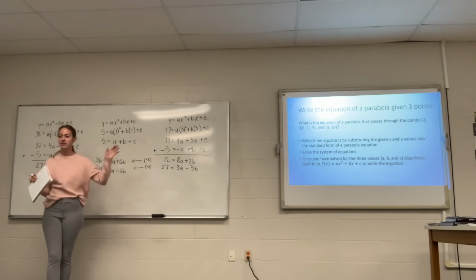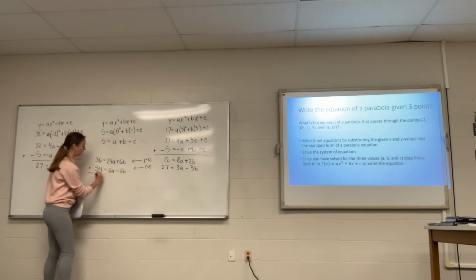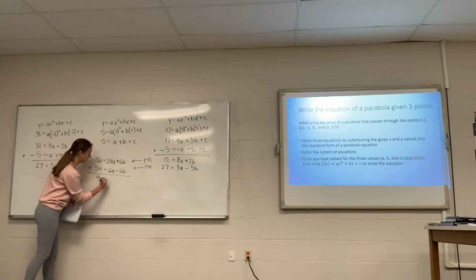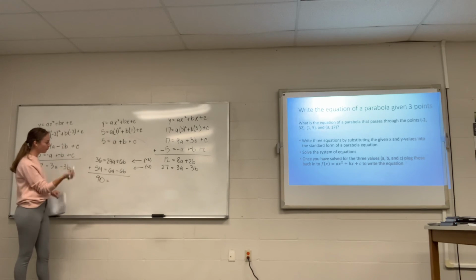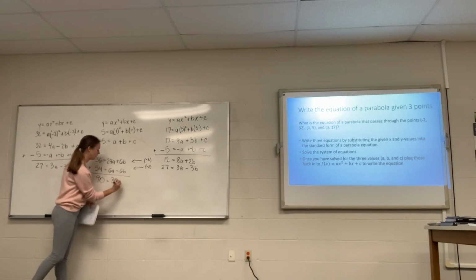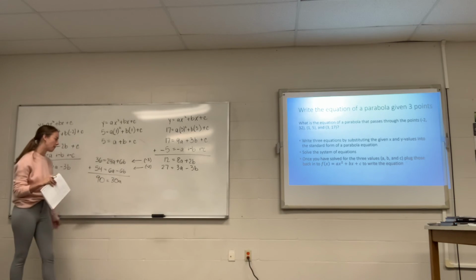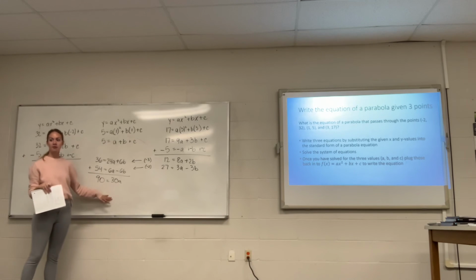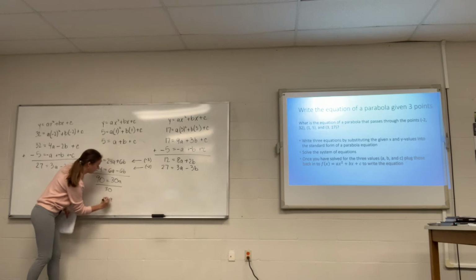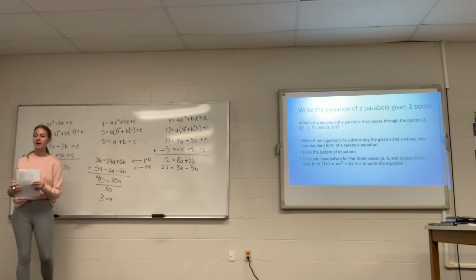Okay, so now that I have it set up so something can drop out, I can just add my equations together. When I do that, 36 and 54 is going to give me 90. And then the 24a and the 6a gives me 30a. And then 6b and negative 6b gives me nothing because it's going to drop out. So now to get a all by itself, I can divide by 30. So I'd have 90 divided by 30, which I know is going to give me 3. So I find out my a is 3.